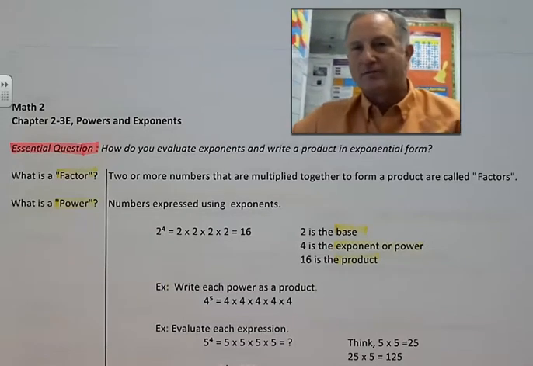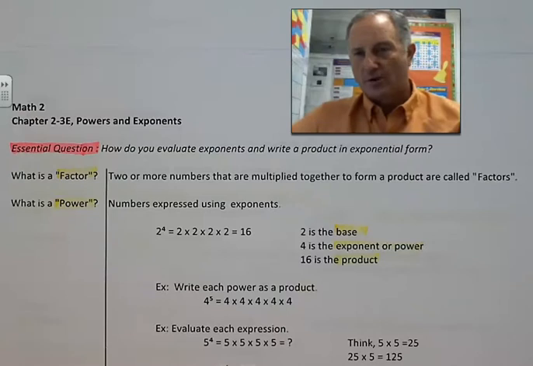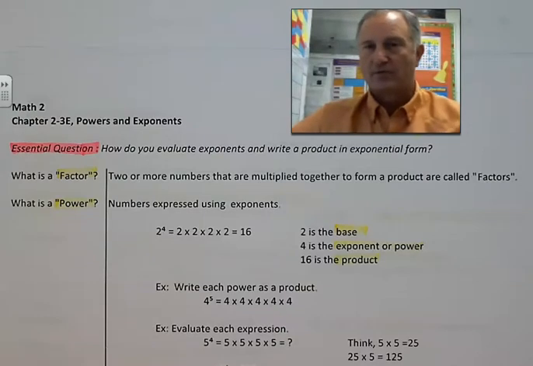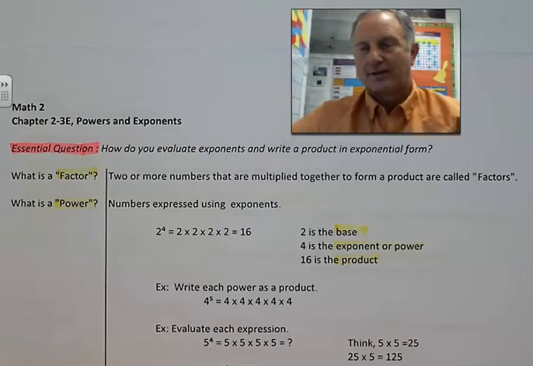Number one, what is a factor? A factor is two or more numbers that are multiplied together to form a product. That product we know is the answer to a multiplication problem, and the two numbers we multiply are the factors, like 2 times 3 is 6. 6 is the product, is the answer. The 2 and the 3 are what we call factors. They're the numbers you multiply together.